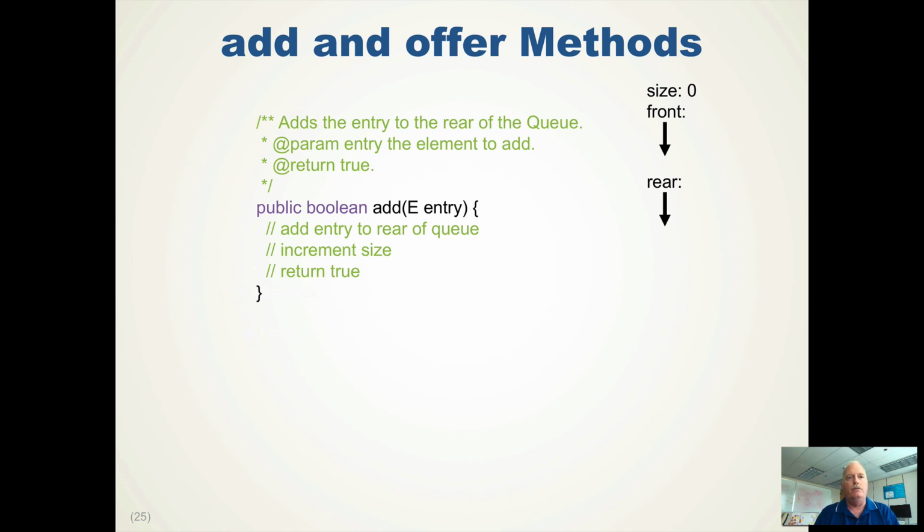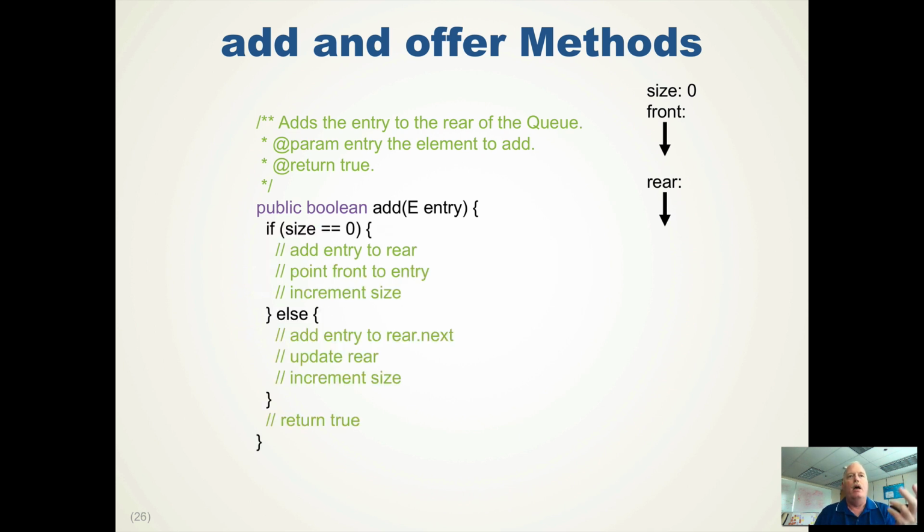We can always add to a linked structure. If you want to implement a linked queue with a fixed size, you would have to keep track of its capacity somewhere. And then if size equals capacity, you would throw your exception. So there are two cases here with an add.